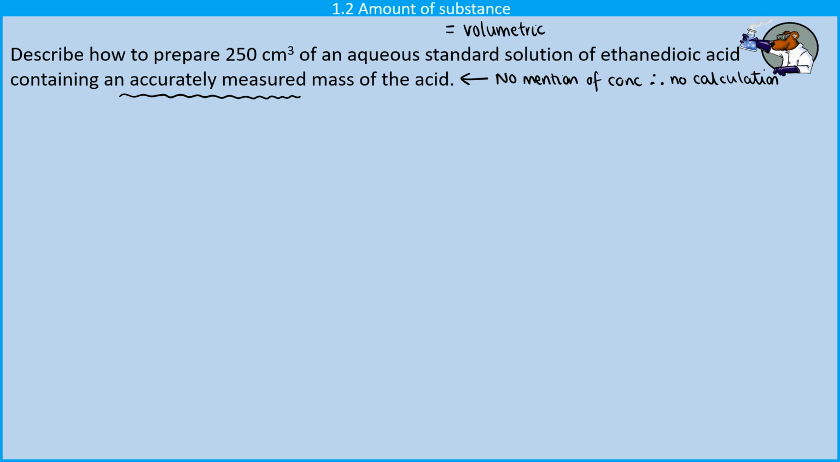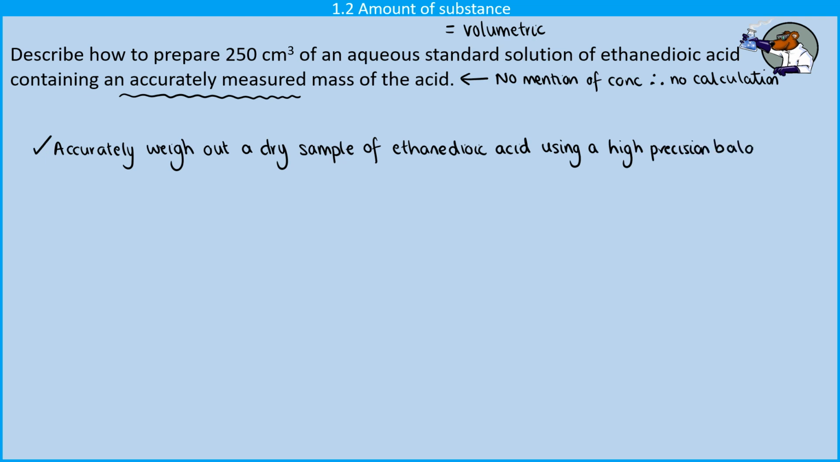Now let's look at the method, and remember we're looking for 6 specific things for this half of this first required practical. The first thing you're going to discuss is accurately weighing out a dry sample of the acid. It needs to be a dry sample so that we have the ability to work out how many moles that we've added. And you're going to do that using a high precision balance.